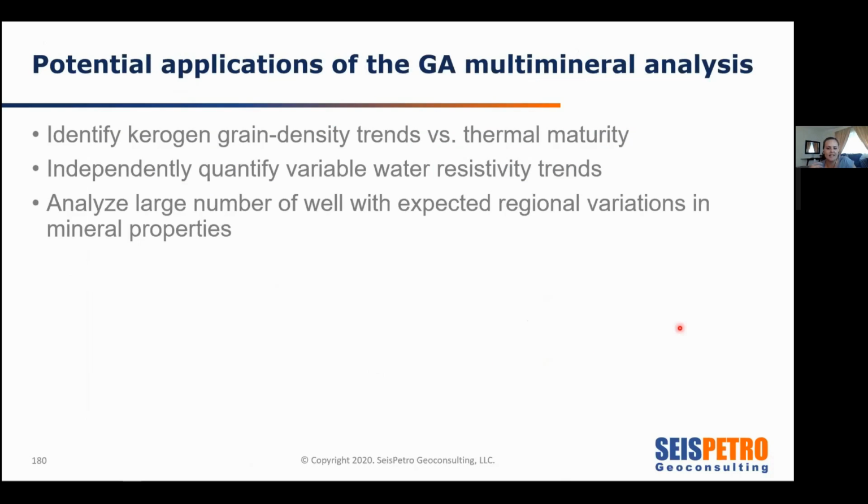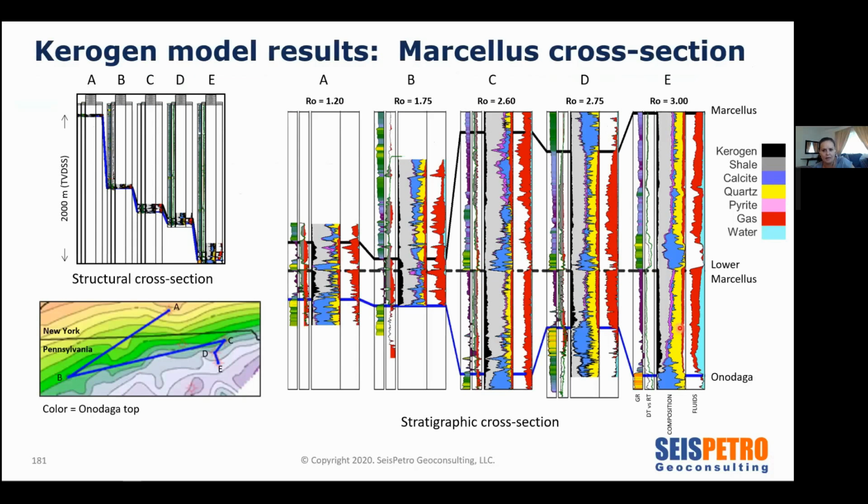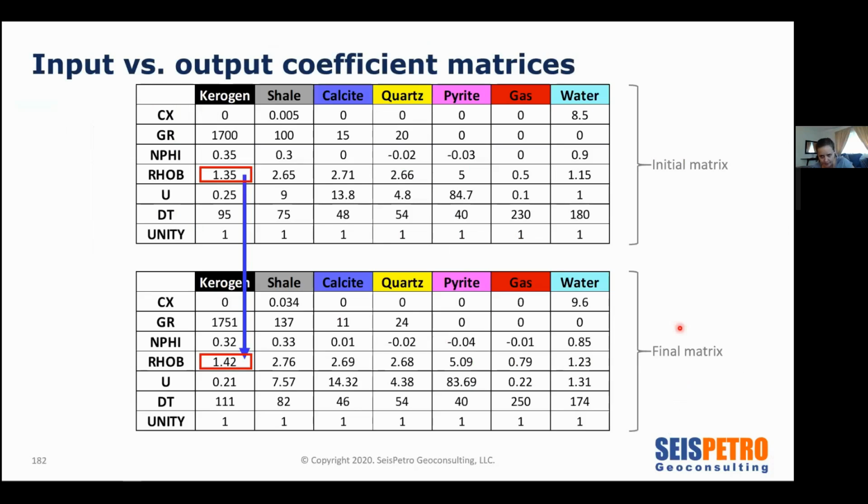I'm going to skip the potential applications. This is something that you can read about. The fact that we can do this faster allows us to do more analysis. I think in the references there is a paper about that, and you can think about that a little better, especially when you have uncertainty in the kerogen properties.